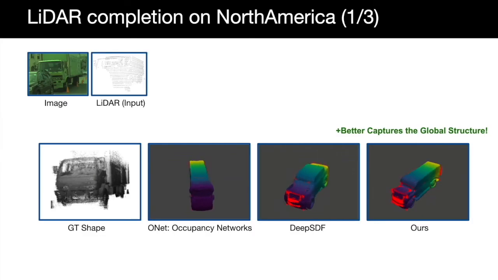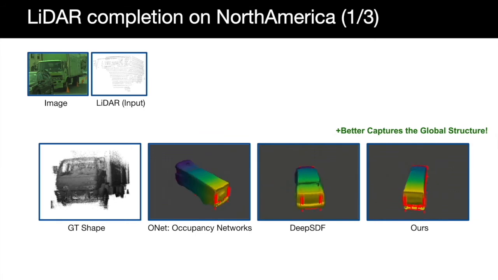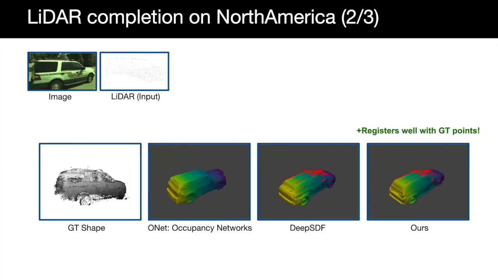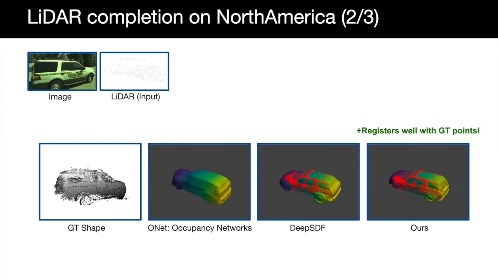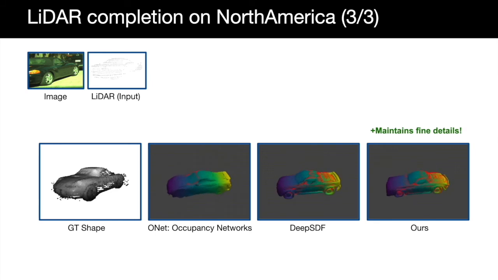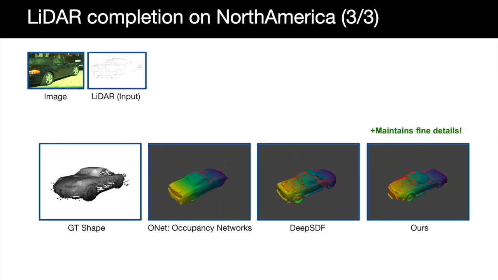We begin with showcasing LiDAR-based shape completion. Our approach is able to extract the global structure of the 3D shape from sparse and noisy sensor observations. Compared to the feed-forward approaches, we register well with the ground truth shape. And compared to deep optimization approaches such as DeepSDF, we ensure the output shape maintains fine details and has limited artifacts.